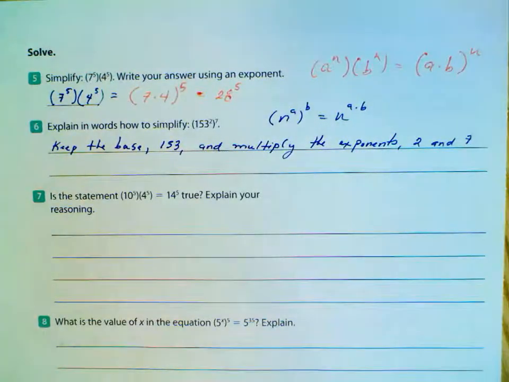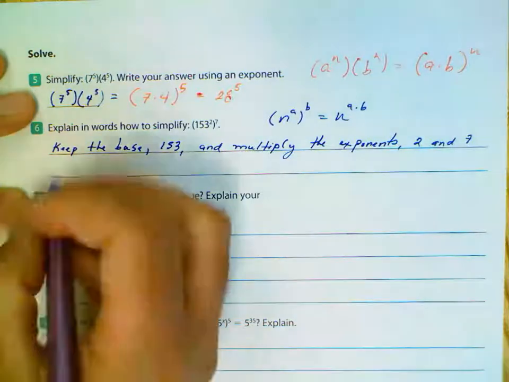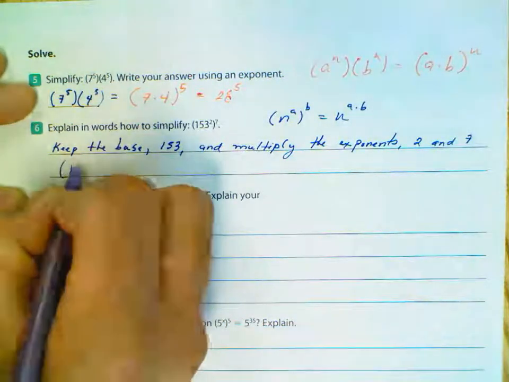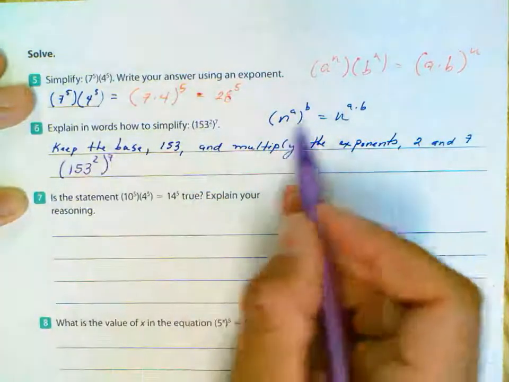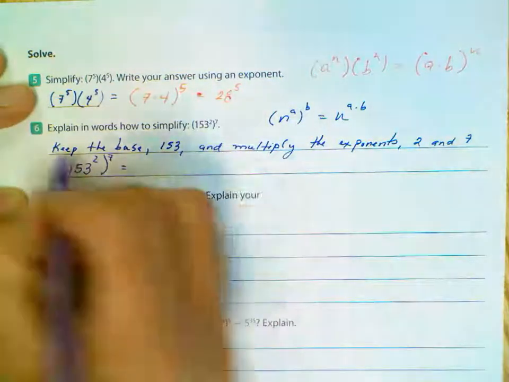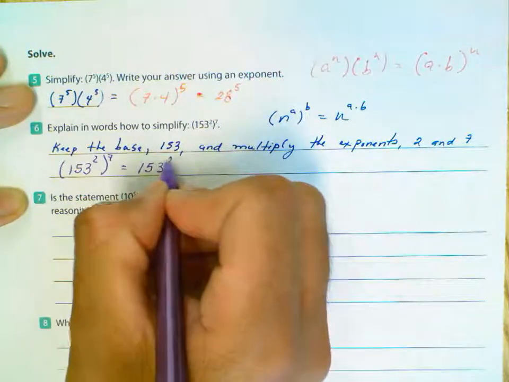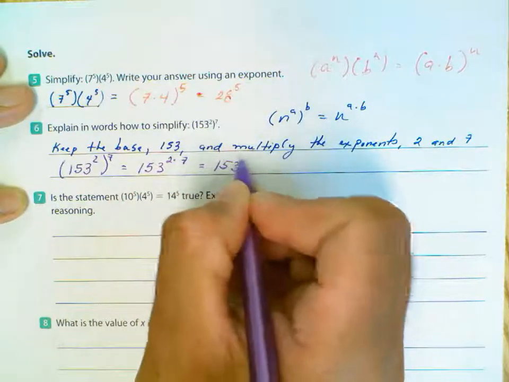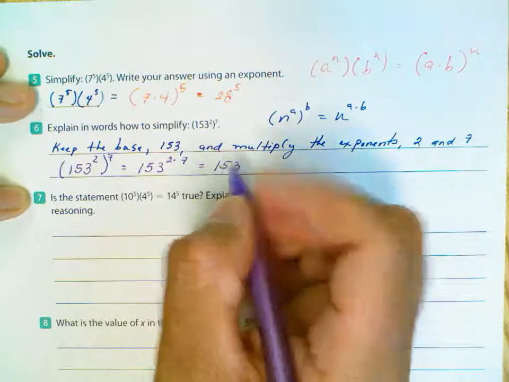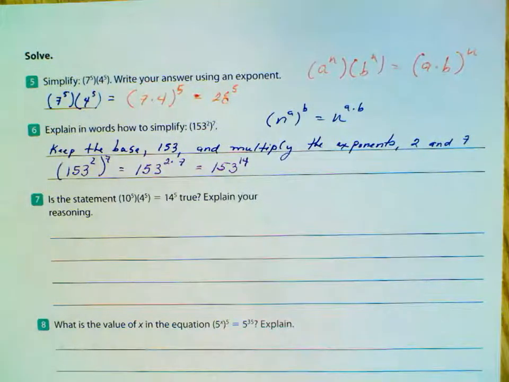So what will be the solution? Let me change the color here. I'm going to have 153 to the 2nd power to the 7th power. Following this formula, the base is the same. We keep the base, 153, and then we multiply the exponents. 2 times 7 equals, what is 2 times 7? In this case it is 14. And that will be the solution for that problem. Okay, let's move to the next one.